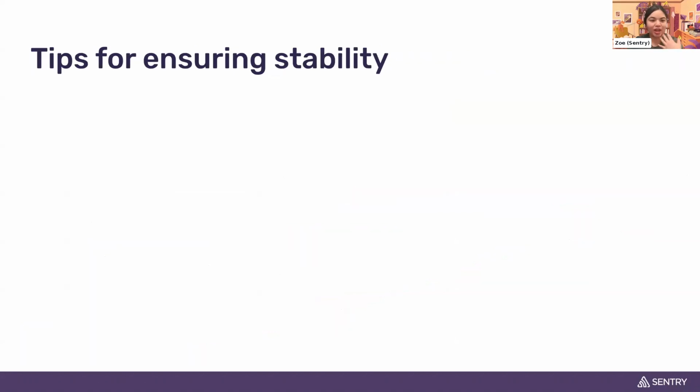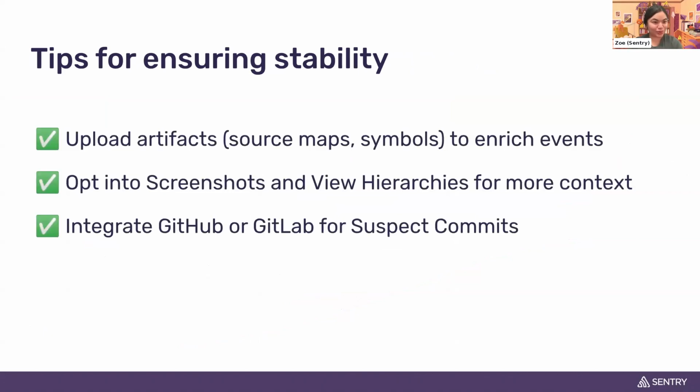So with Sentry, we have 3 tips to ensure stability when it comes to the early stage startup. First is uploading the artifacts or source maps or setting up Sentry in such a way that you get the enriched experience of issue details and making sure that you have all the necessary context, as well as, as Neil had pointed out earlier, setting up GitHub and GitLab in such a way that you can actually get suspect commits, or for us to automate and help you troubleshoot these issues. So to start with the first point, uploading your artifacts.